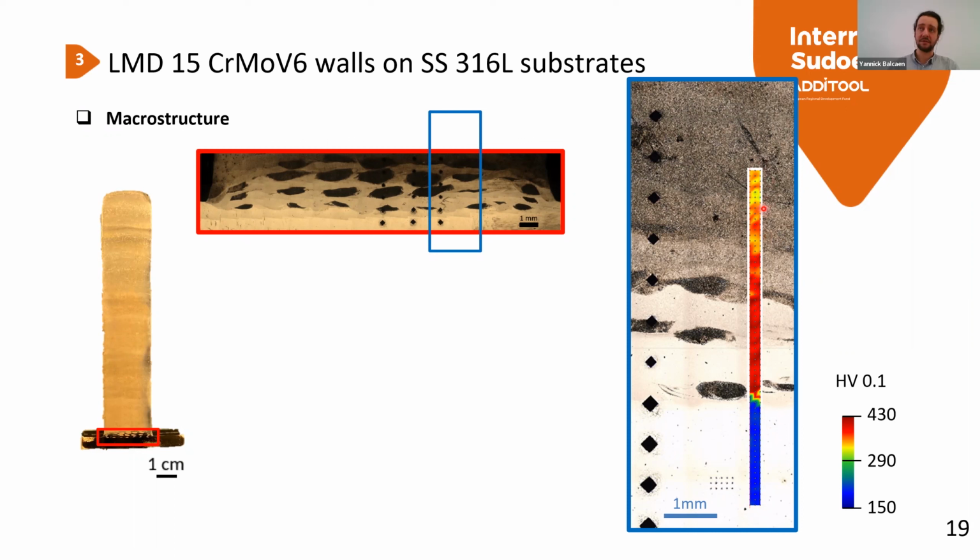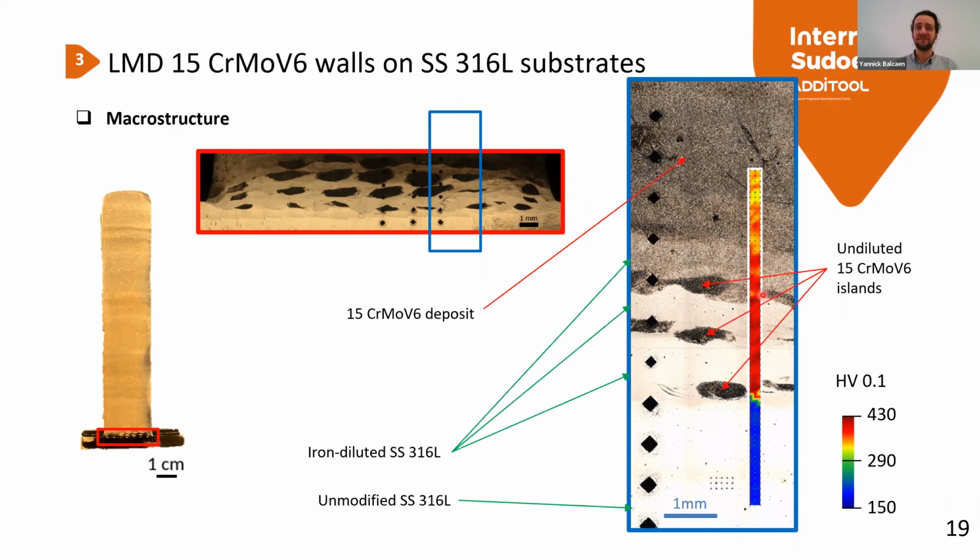315 Vickers hardness. So here we observe the transition between the very soft austenitic stainless steel and an area where we have iron-diluted 316 and the quite pure 15CrMoV6 deposit. So we have islands of these alloys in the iron-diluted stainless steel matrix. This is a gradient of composition.